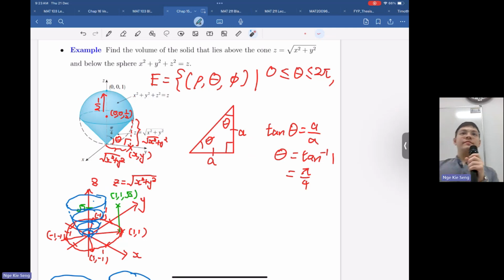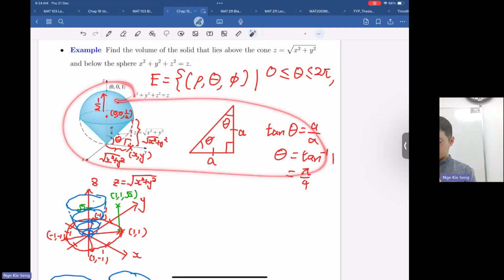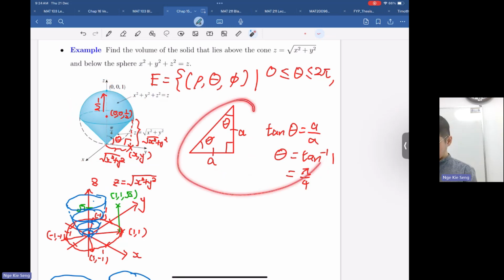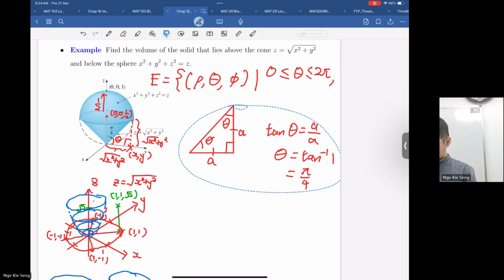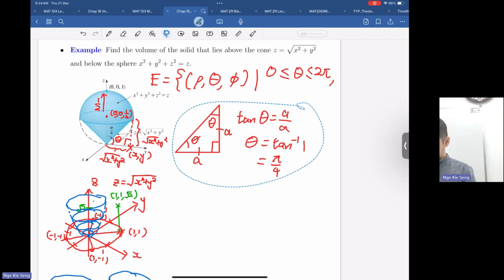Yeah, question. What do you mean? Oh, you mean how to find the intersection point between the sphere and this cone? Okay, is it okay with this already? How to find this pi over 4? We found this pi over 4. So maybe let's keep this first. So the question is how to find this intersection.